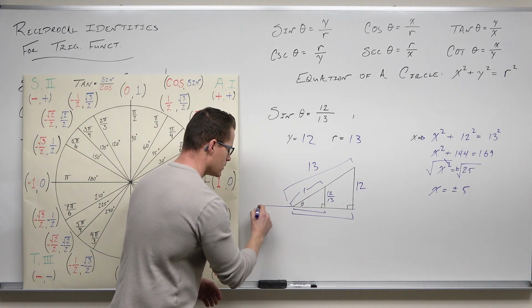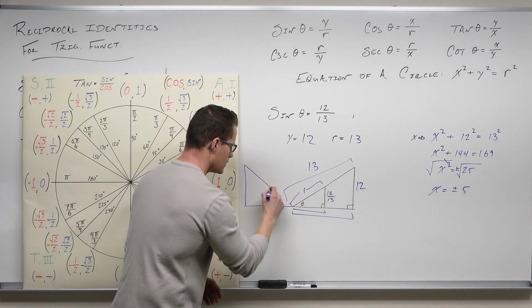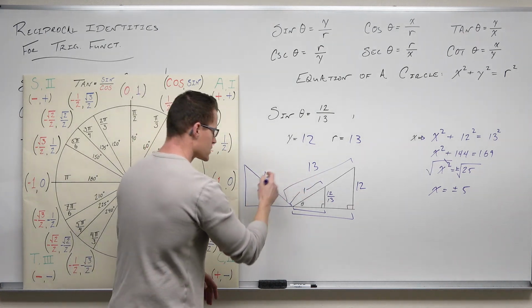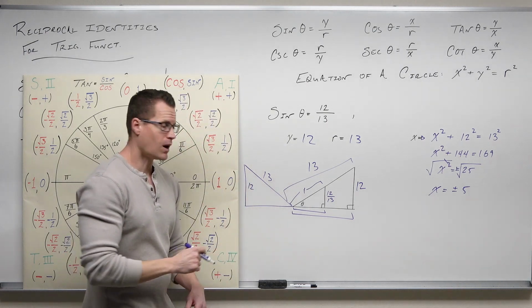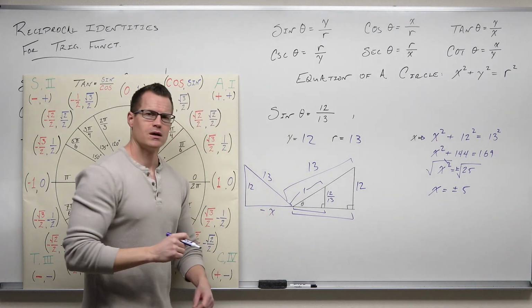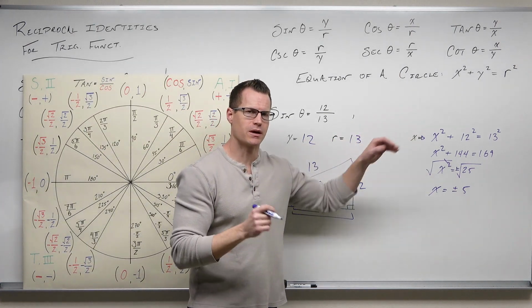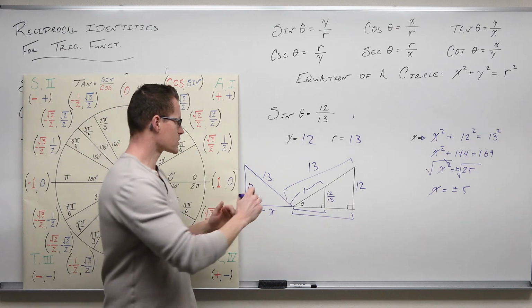Let's draw it. This would still be 13, still a positive radius. This would still be 12, still a positive y, but this would be a negative x. So what's the problem? The problem is there's some missing information here, and I hope that you're seeing it.